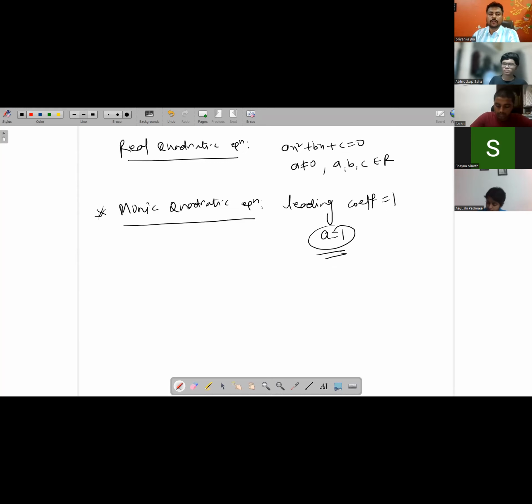You have to keep in mind, this is an important term: monic quadratic equation. It means that the leading coefficient is 1.